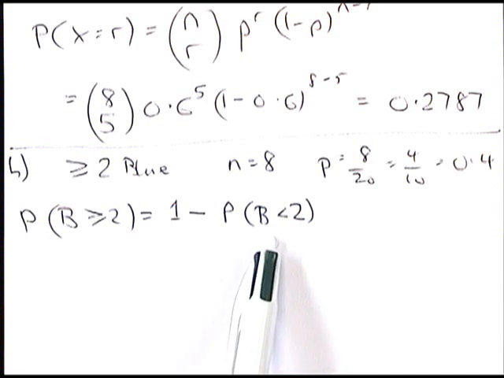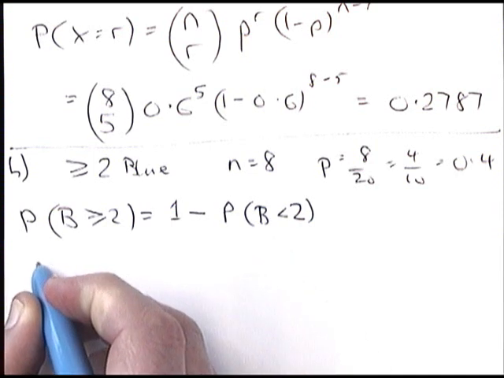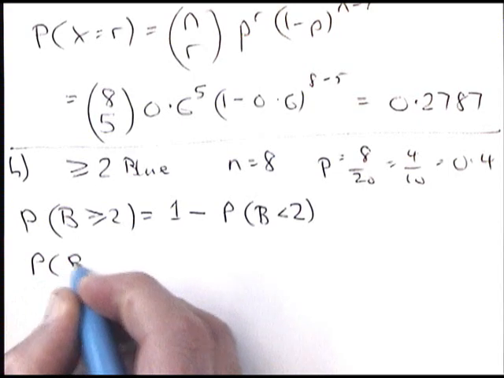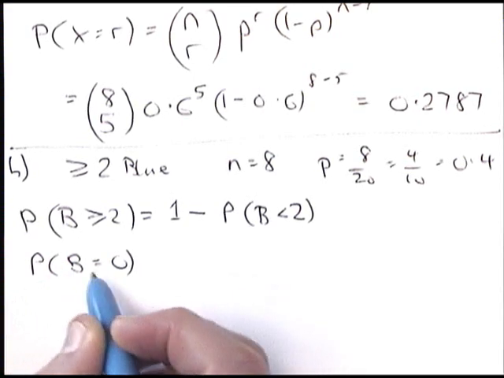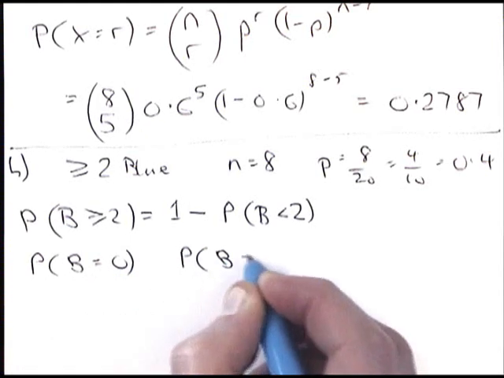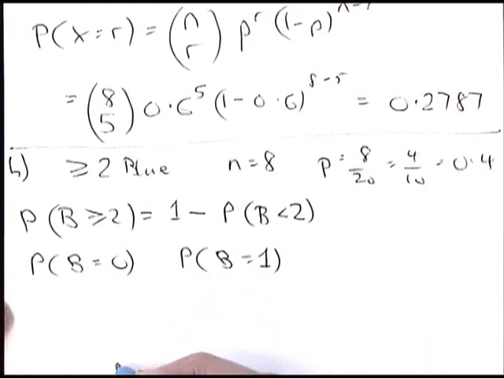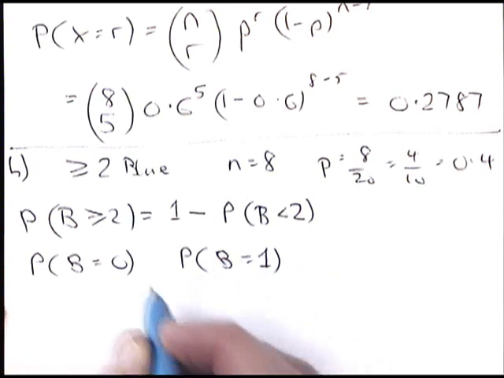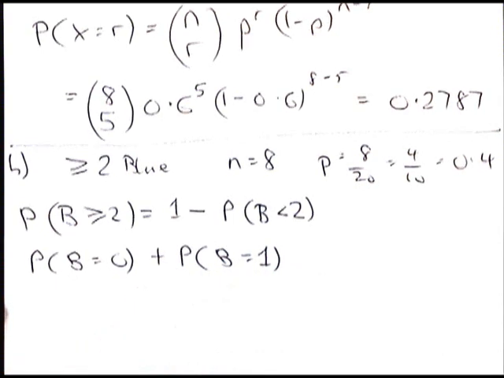The probability of getting less than 2 blues, I need to work out the probability of getting 0 blues, B equals 0. And I also need the probability of getting 1 blue, B equals 1. That or that will do, and for an or, I will add.